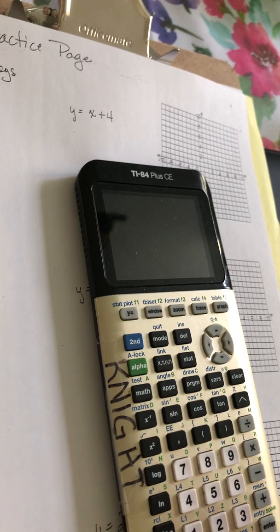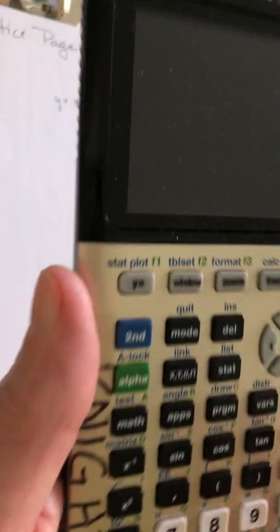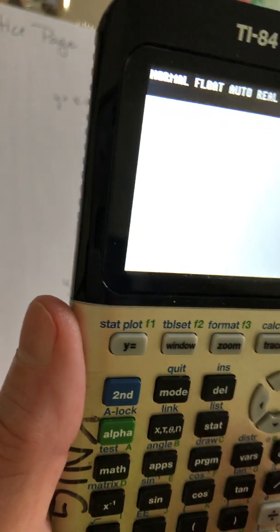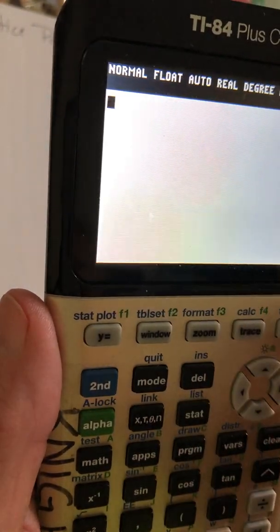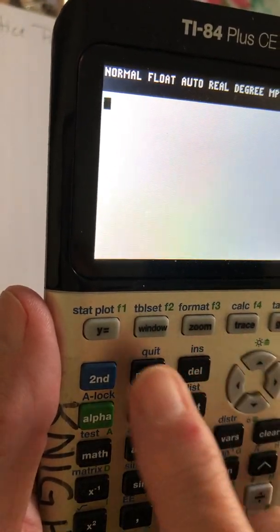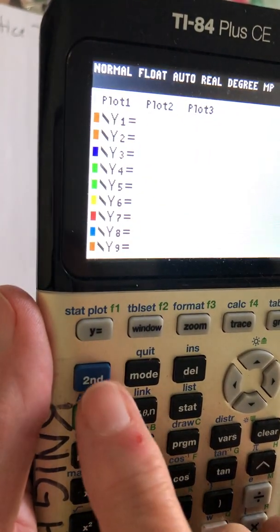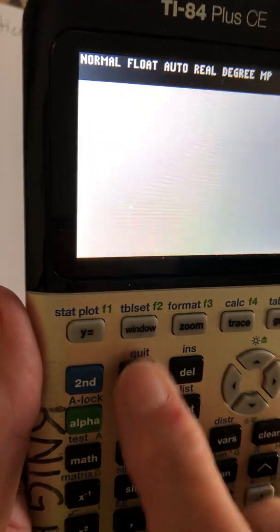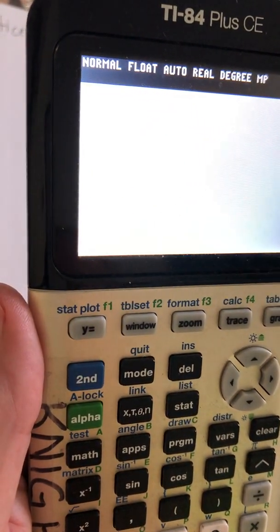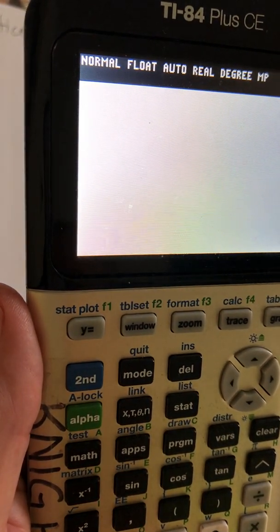Now, I'm sure all of you already know how to turn it on. And we're going to talk about a lot of these keys right up here by the window. We're going to talk about that y equals key. Now, if you ever needed to get out of that, you just do second quit. That takes you back to your computation screen.